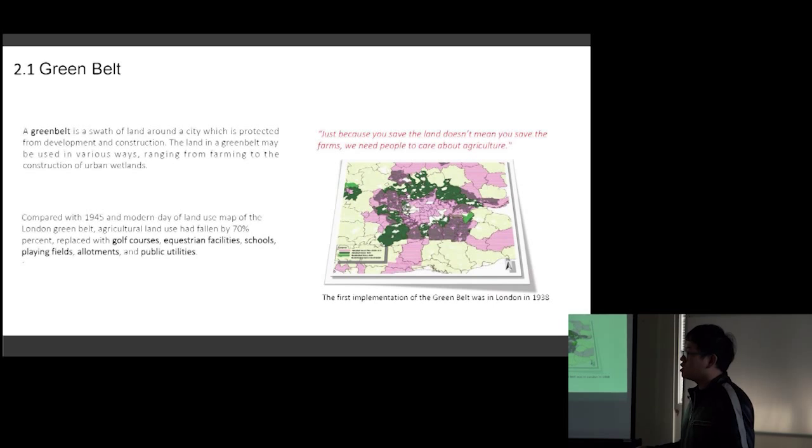They need a place, they need open space to play soccer or play rugby. They don't need a farmland around their house. So just because you save land doesn't mean that you save agriculture. We need people to really care about the farmland.